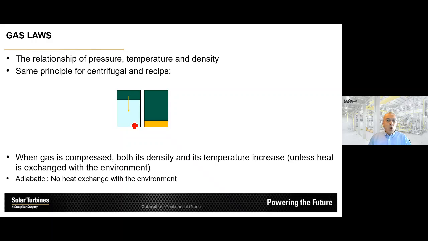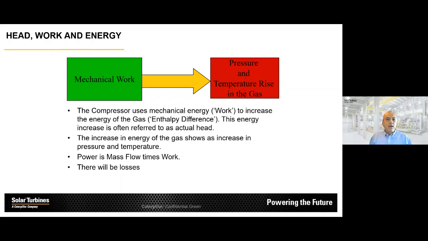Now the temperature increase only happens if I don't exchange heat with the environment. That is called an adiabatic system. But it's important to understand that I increase the density and I increase the temperature. So what a compressor does, it converts mechanical work into a pressure and temperature rise in the gas. So the compressor uses mechanical energy or work to increase the energy in the gas. And the technical term for that is that I increase the enthalpy of the gas. So this energy increase or this enthalpy increase is often referred to as the actual head of the compressor. So as I had said, this increase in energy in the gas shows as a pressure and temperature increase.